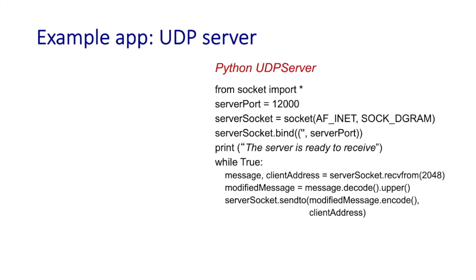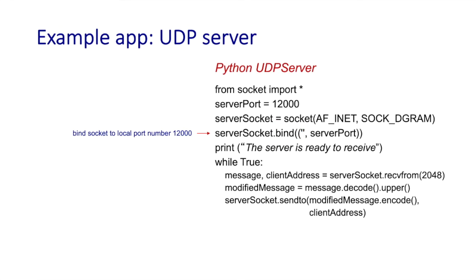Now let's take a look at the Python code for our UDP server. The server, like the client, first includes Python's socket module, then creates a UDP socket named serverSocket using the socket method, just as we've seen on the client side. In the server's case, however, the server doesn't want its operating system to assign any old port number to this socket, since the client's going to be contacting the server specifically on server port 12,000. So here the server uses the bind method to assign port number 12,000 to this socket.